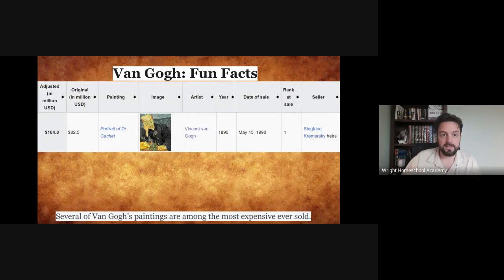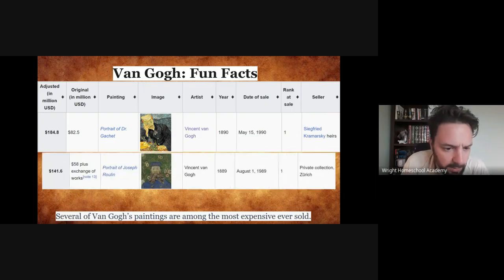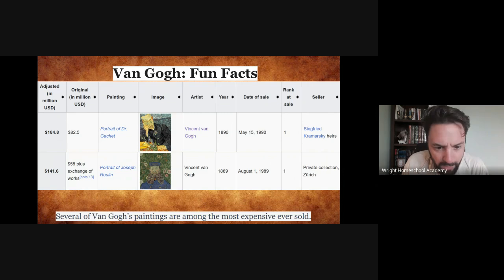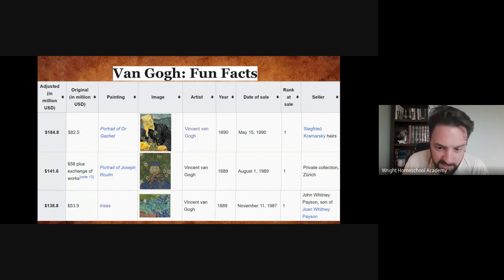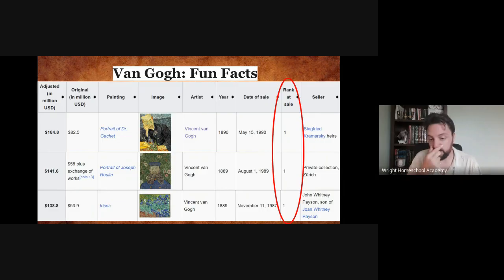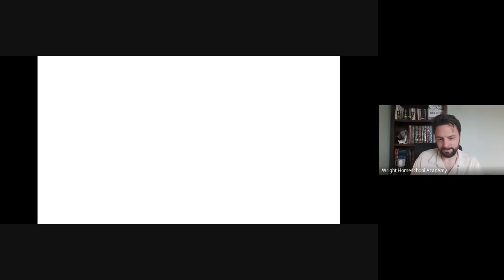Okay. Several of Van Gogh's paintings are among the most expensive ever sold. So the portrait of Dr. Gachet, the portrait of Joseph Roulin, and irises that we saw earlier, you'll note here that they were all number 1, the most expensive paintings ever to be sold at the time that they were sold. Okay, so they sold for hundreds of millions of dollars, US dollars.